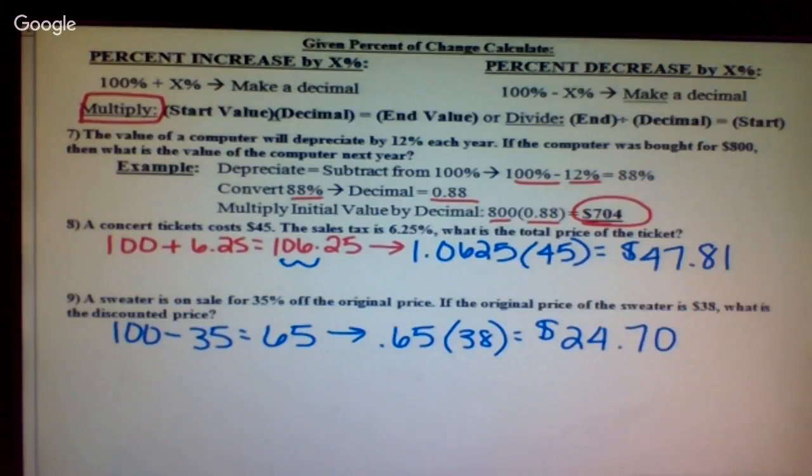Again, you could have done it this old-fashioned way, where you would have taken 38 times 0.35, and you would get the amount that you would take off of it, and then you would subtract that from 38 to get $24.70.